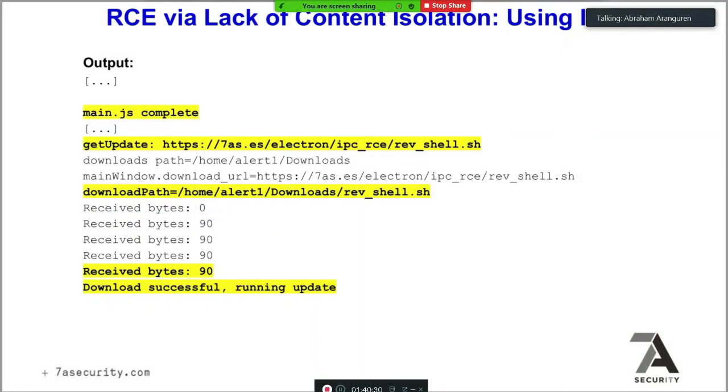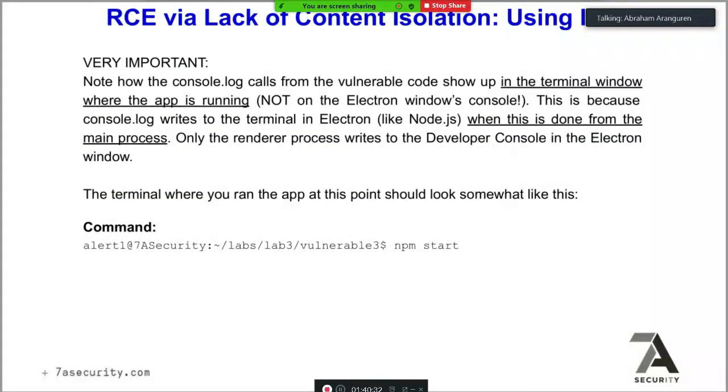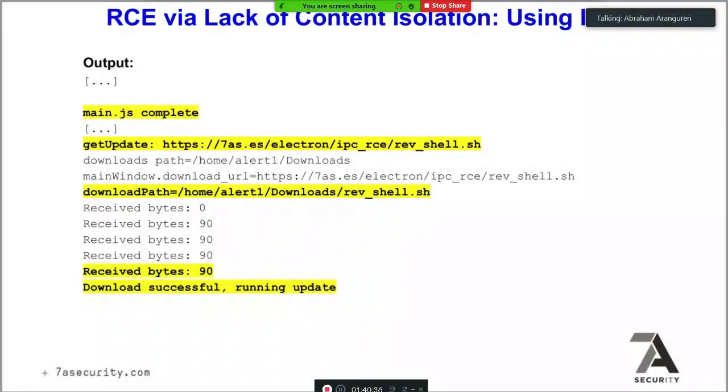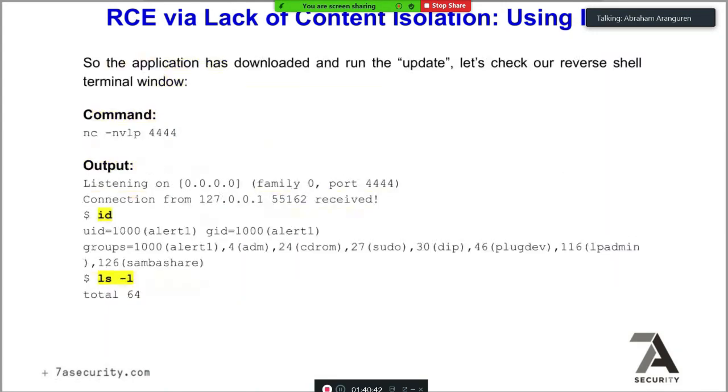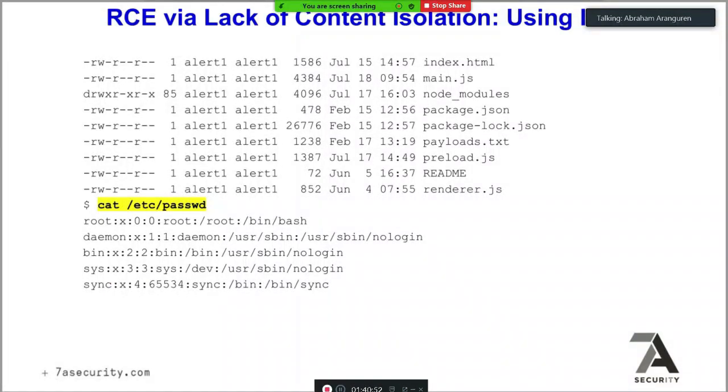Yeah, and then because there's a lot of console log on the same terminal from where you run npm start, you will see how it's getting the update, the download path, and received bytes and all this, and then it will run the update, right? So with this, you should be able to get a shell, and then you should be able to run commands like id, ls, and all these kinds of stuff, cat password, and so on. So I'm going to show the demo for this.